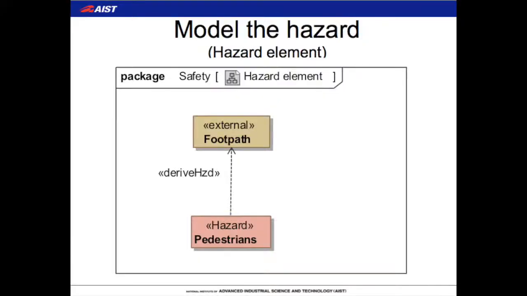This hazard in our case is going to be pedestrians, because these are always going to be walking around the wheelchair, and our safety analysis has determined that there could be a hazard to the wheelchair's rider or the safety of the pedestrians themselves. And you'll notice that I've linked this to the footpath, which is a part of the external environment around the wheelchair. I've denoted this element in brown to indicate that it's part of the system model, connected by the derived hazard relationship to show us that this is where the hazard comes from in our safety analysis.